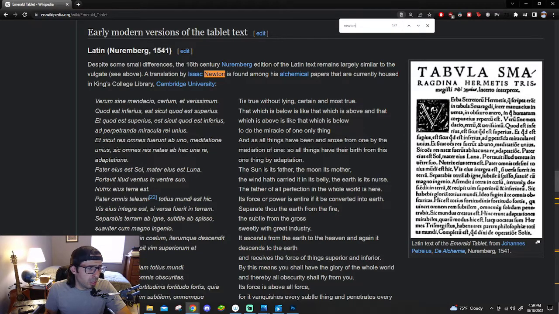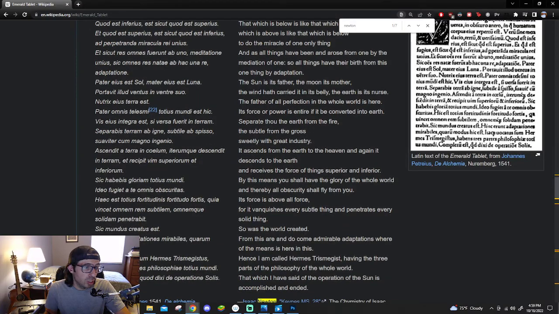And as all things have been and arose from one by the mediation of one, so all things have their birth from this one thing by adaptation. The sun is its father, the moon its mother. Like the sun, the cathode, the moon, the anode, it's the barrier between green energy, which makes me think of vegetables. You want some green energy, and it probably produces a barrier that pushes out on the surroundings that then heals us. Maybe that's something of note I was thinking of earlier.